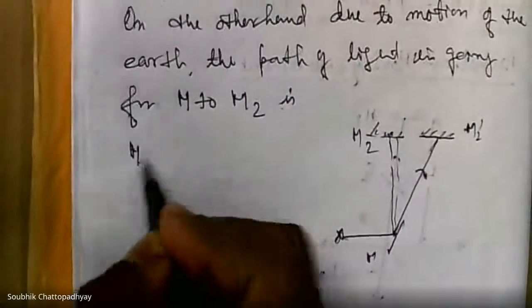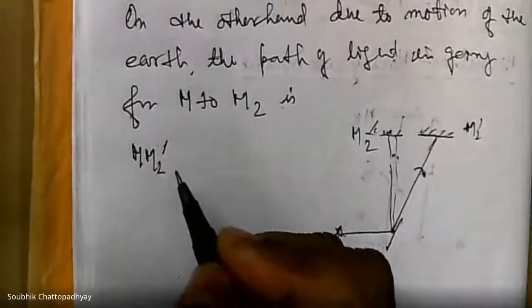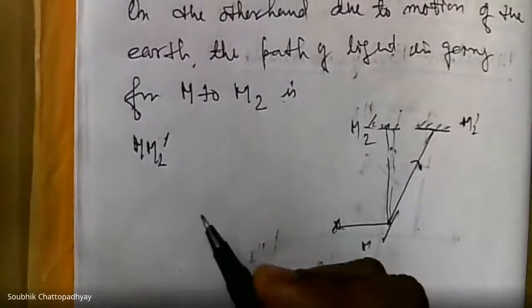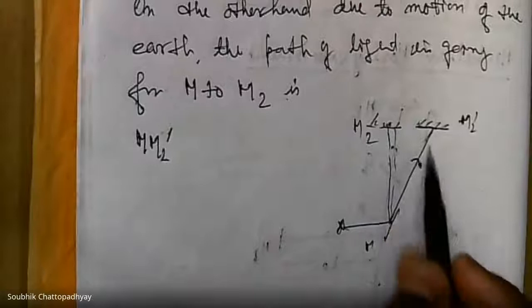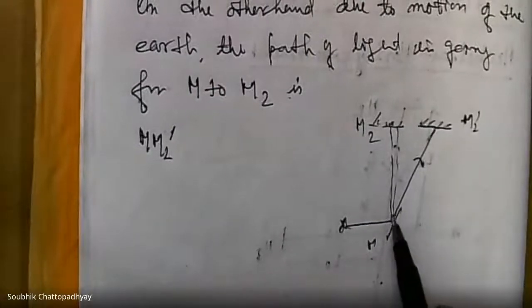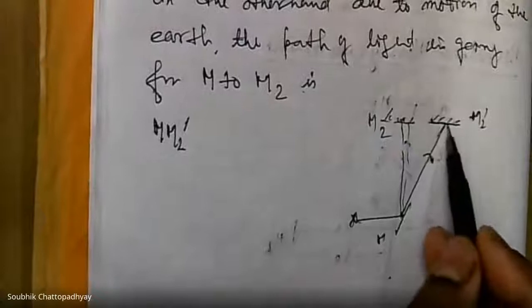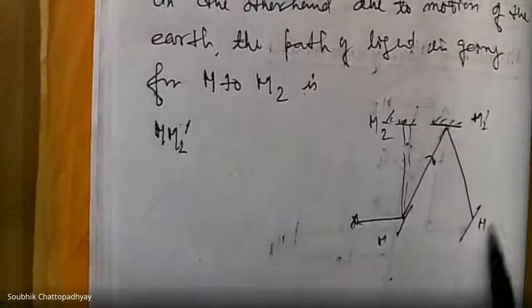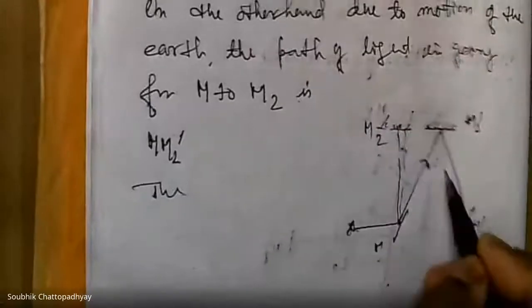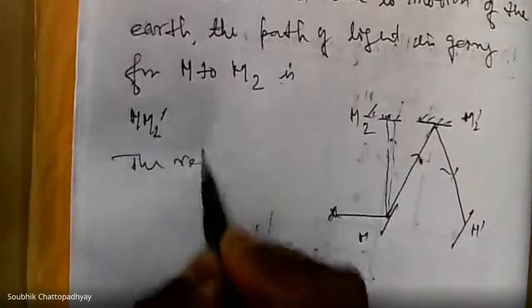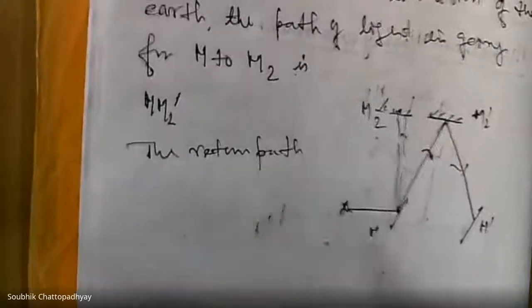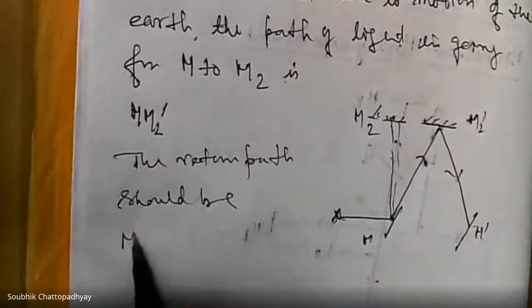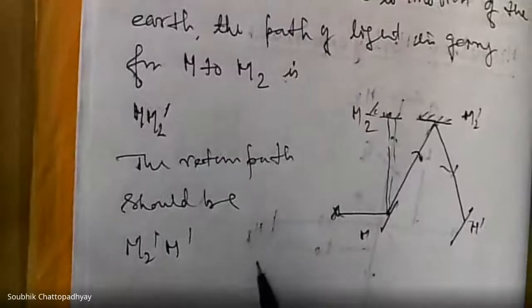In the return path from M to M2 dashed to M dashed, the return path should be M2 dashed, M dashed.